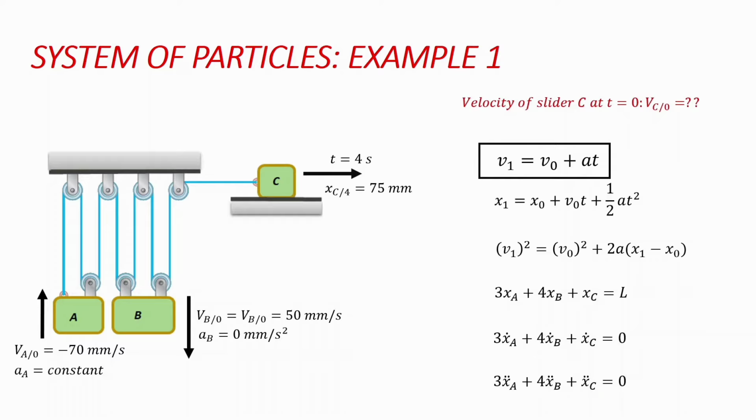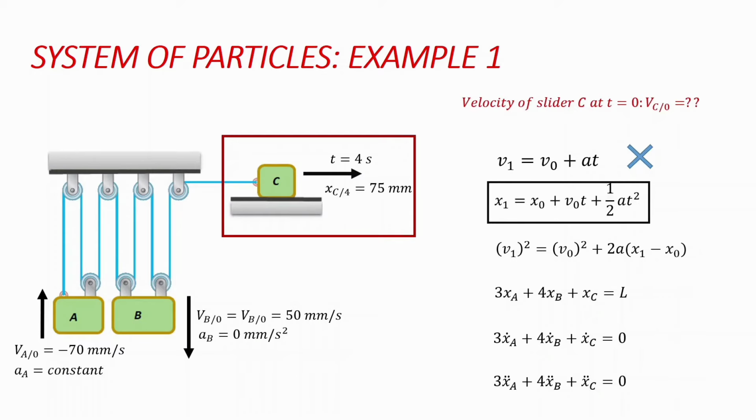If we look at the first equation, we have that V1 is equal to V0 plus AT, that is final velocity is equal to initial velocity plus acceleration times time. And if we look at what we have for block C, we are looking for the initial velocity, which is V0 in this case. We don't have the final velocity, we don't have the acceleration, so we cannot use this equation.